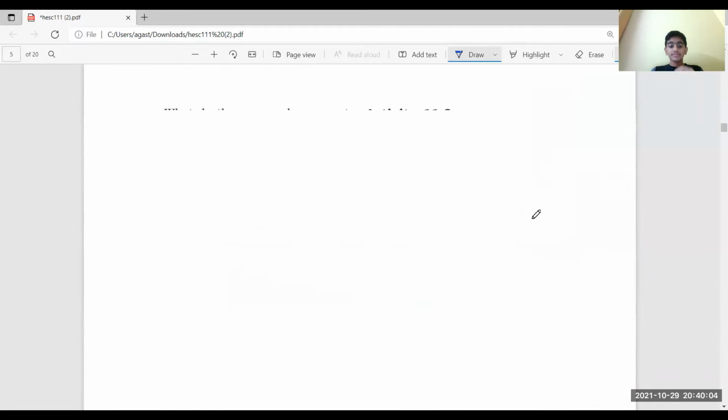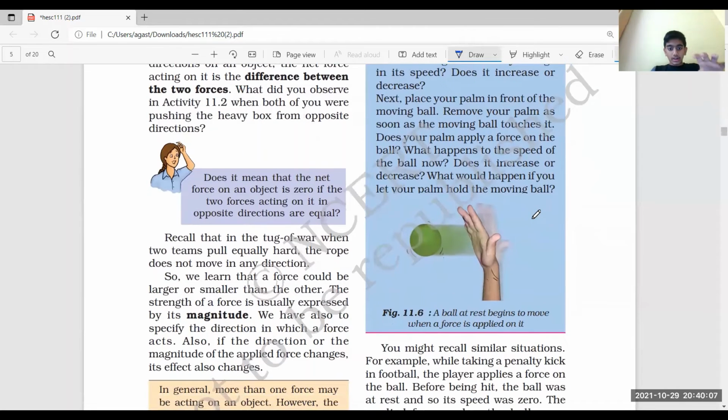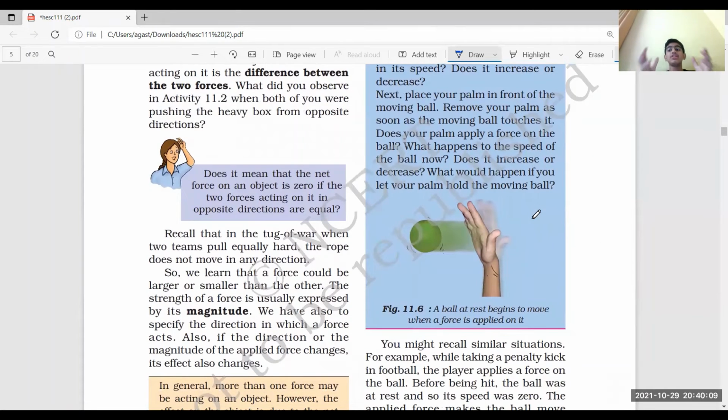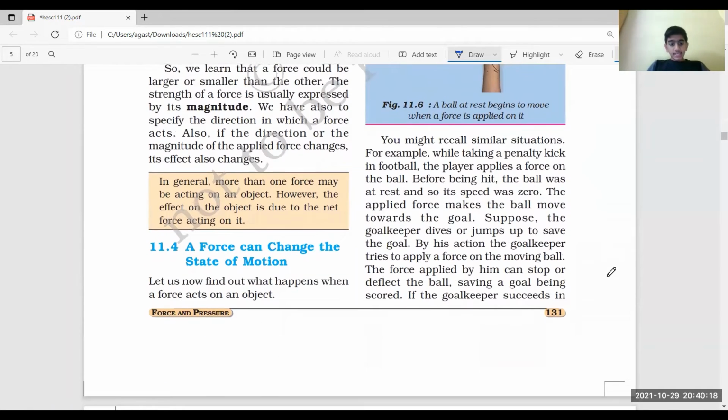Now sometimes the strength of the force is usually expressed in magnitude. Okay, and the SI unit of force is newton. You have to just remember this. Now, force can change the state of motion.